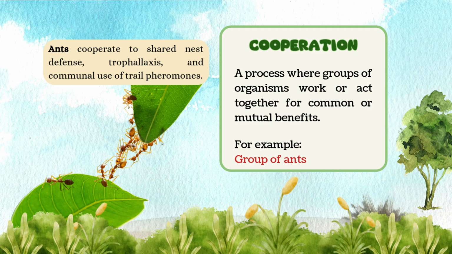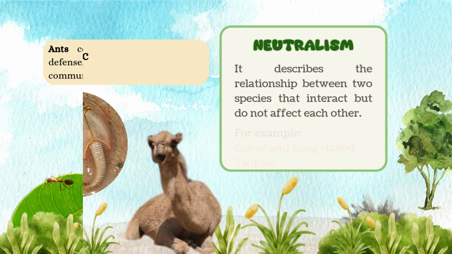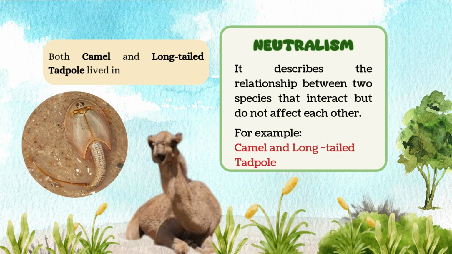The last symbiotic relationship is neutralism. It describes the relationship between two species that interact but do not affect each other. For example, the camel and long-tailed tadpole. Both camel and long-tailed tadpole live in the Gobi Desert.